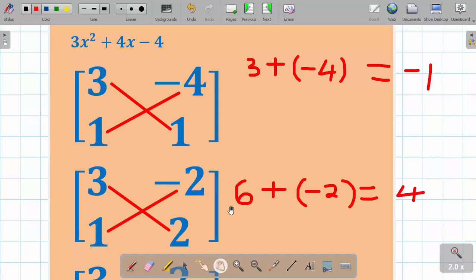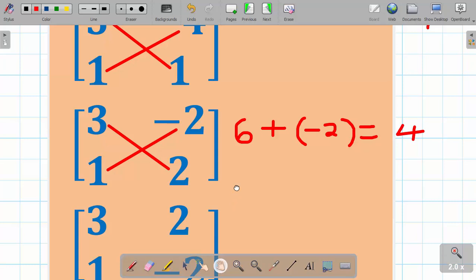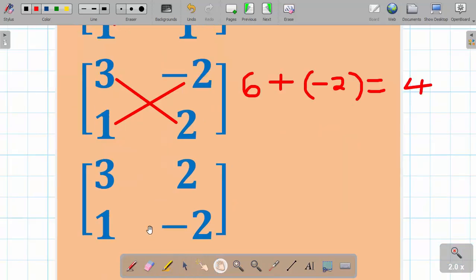Somebody can say, sir, are you sure? Check this one out. If I decided to use 3 and negative 2, and then 1 and positive 2, I was going to get 3 times negative 2, which is negative 6, plus 1 times 2, which is 2. So negative 6 plus 2 gives me negative 4. But as you saw in my middle term, I was having a positive 4.